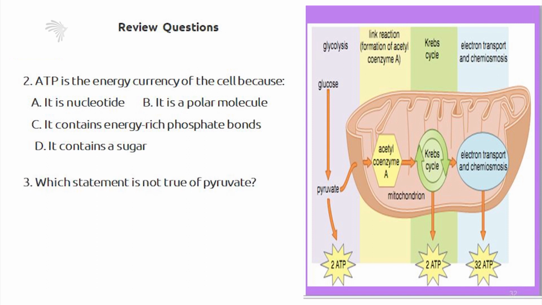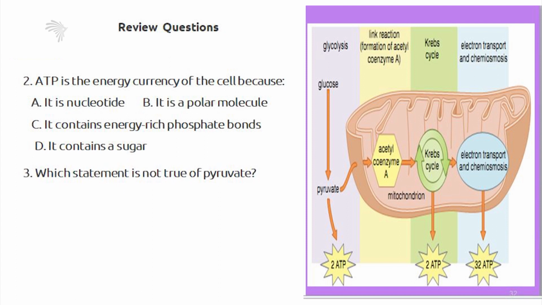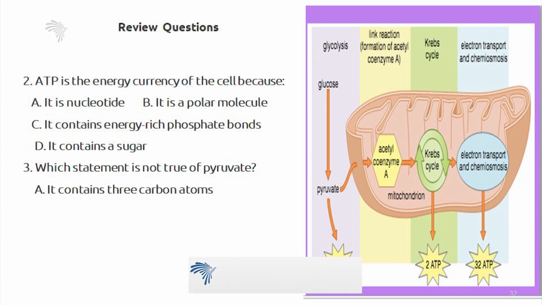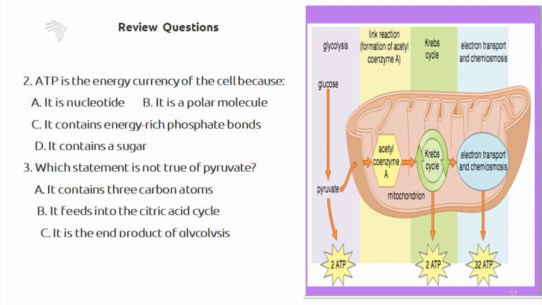Question number three. Which statement is not true of pyruvate? Choice A, it contains three carbon atoms. B, it feeds into the citric acid cycle. C, it is the end product of glycolysis. D, it gets reduced during fermentation. The wrong statement is D. If you have said D, you're correct.